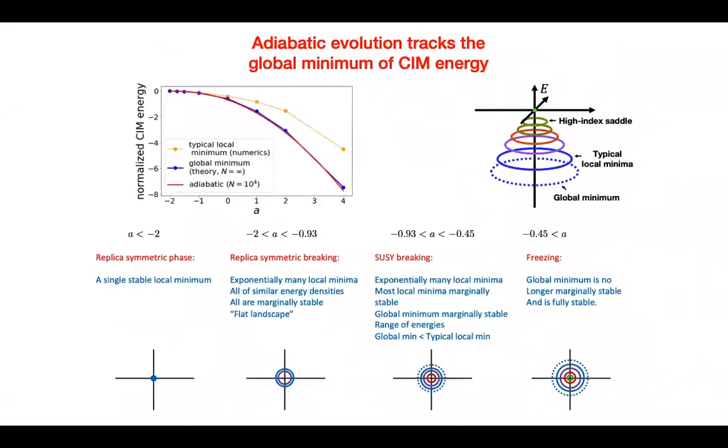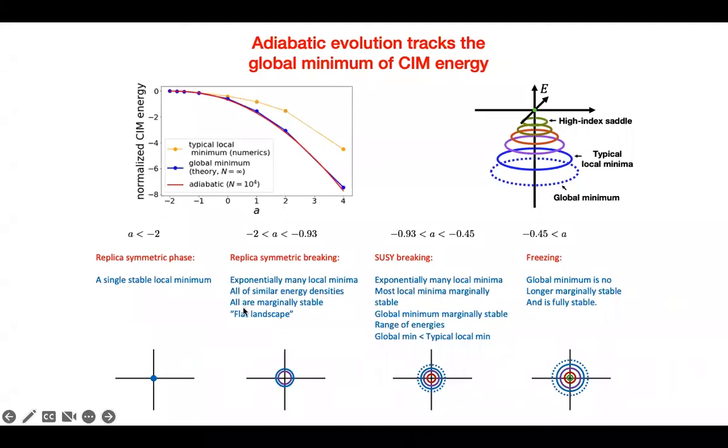So now here's the picture, basically. So what happens in this range? Oh, and by the way, here the red trajectory is the CIM energy that we get when we do adiabatic annealing, right? And the blue is the global minimum of the CIM energy. And you can see that adiabatic annealing follows the global minimum. It breaks below the energy barrier of the exponentially many local minima, right?